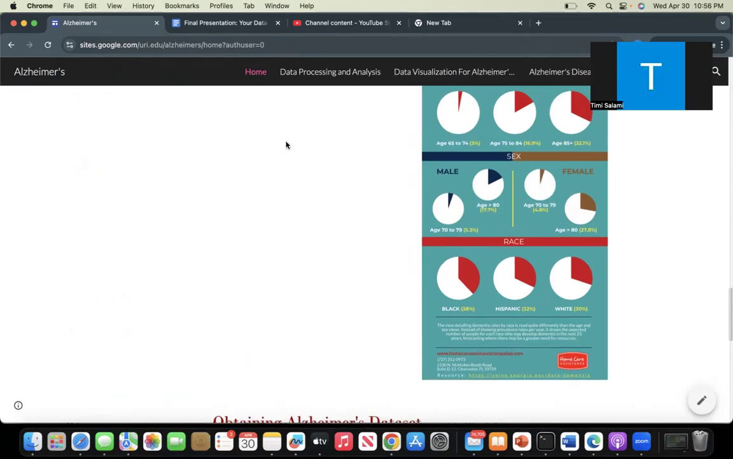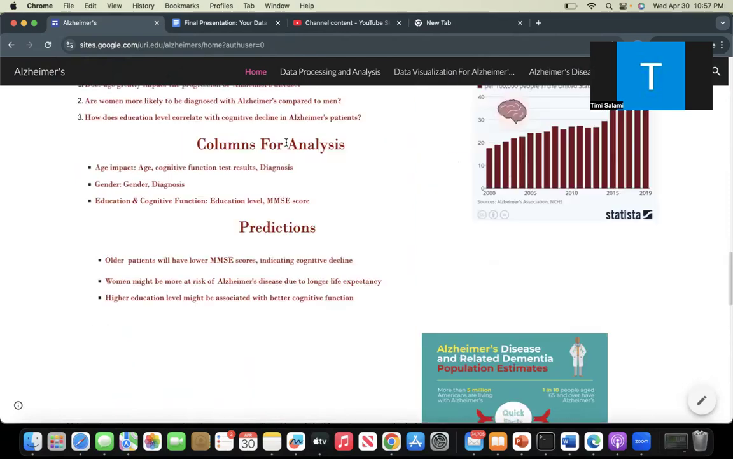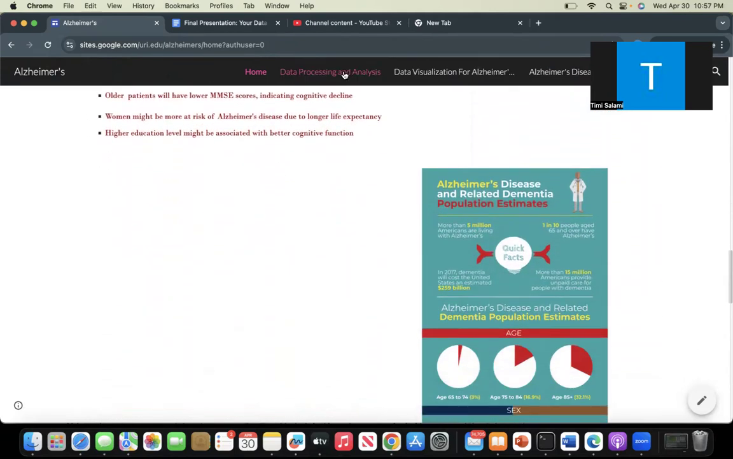For this project, I predicted that older people would be more likely impacted by the disease, and they would also know more about Alzheimer's disease. And I also predicted that memory loss would be the most common symptom that people know about and that is recognized.